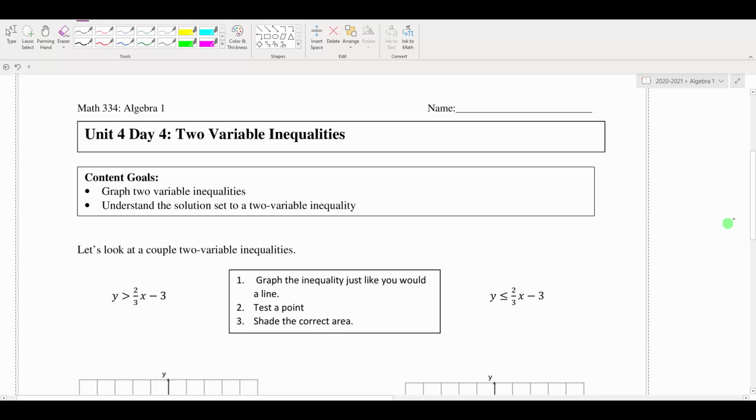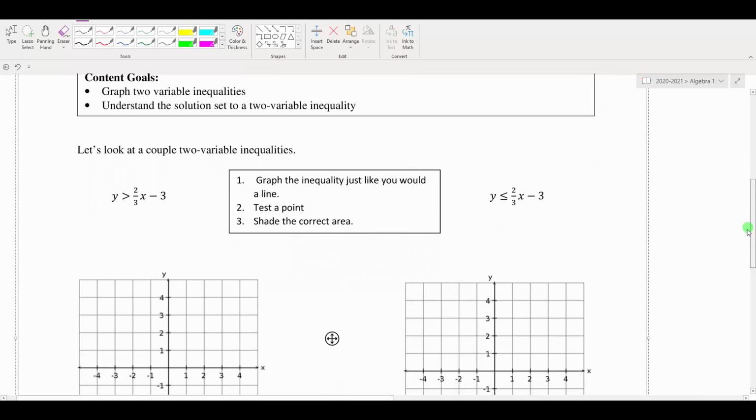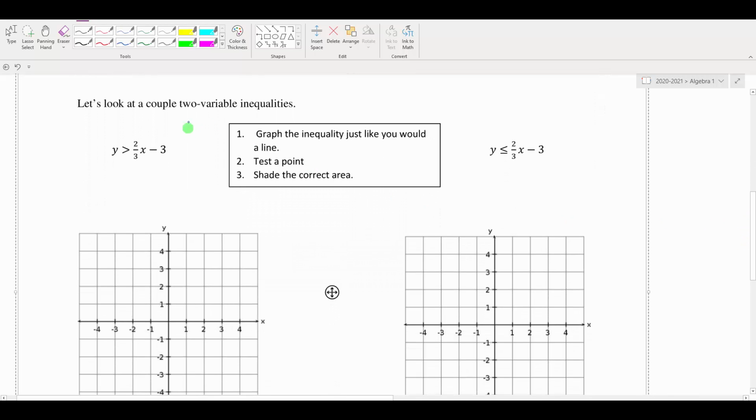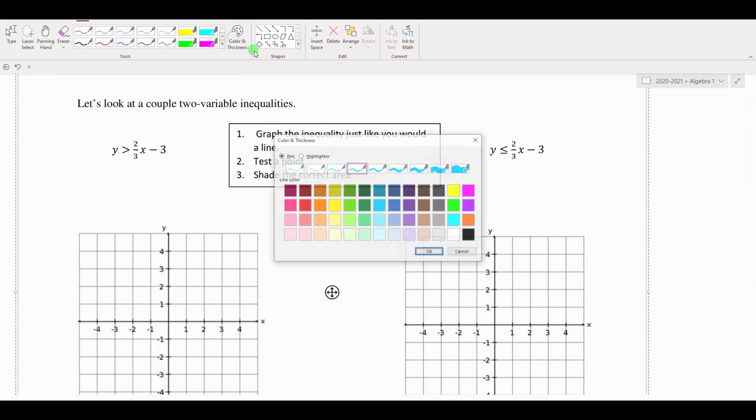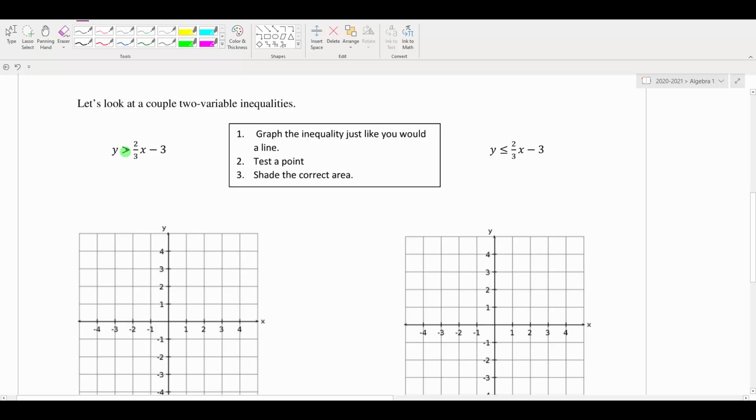All right, so we're going to start this off by looking at two different two variable inequalities. And you can tell these are two variables because we see a y and we see an x. And same thing over here, we have a y and an x. Now, you'll know that these are inequalities simply because they have inequality symbols in between the y and the other side. So you have these inequality symbols.